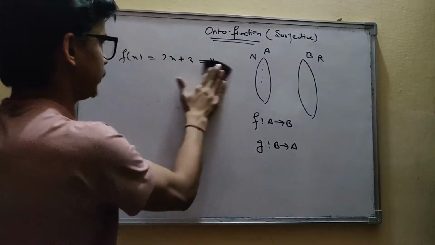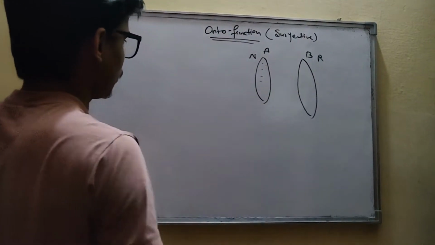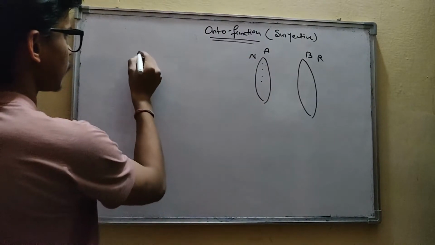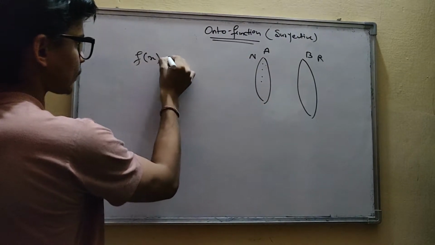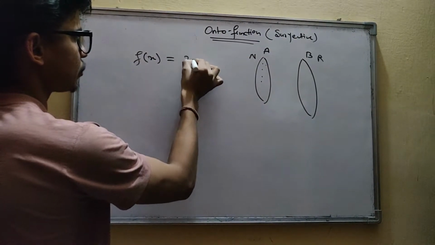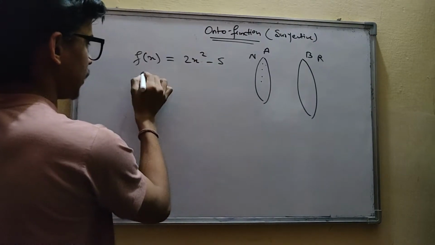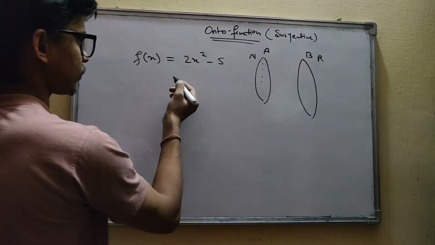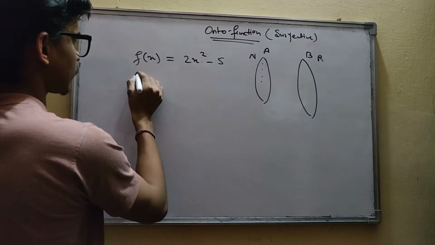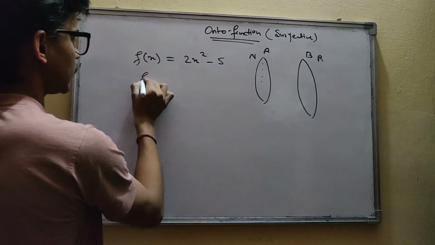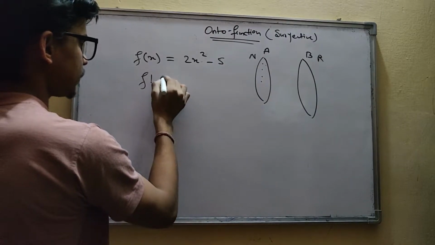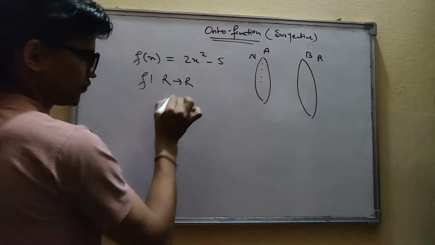Let's have one more example. Now f(x) is equal to, let's say, 2x squared minus 5, and the function is such that it is real to real, right?